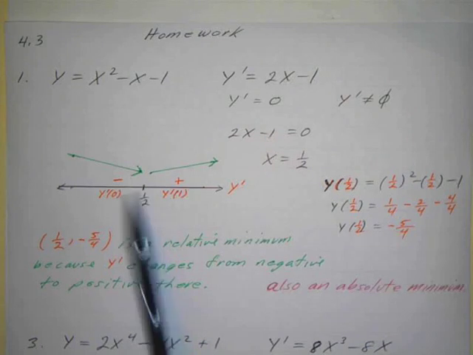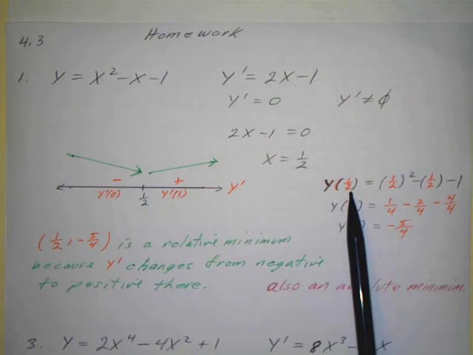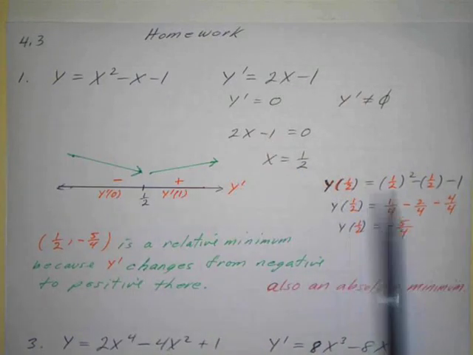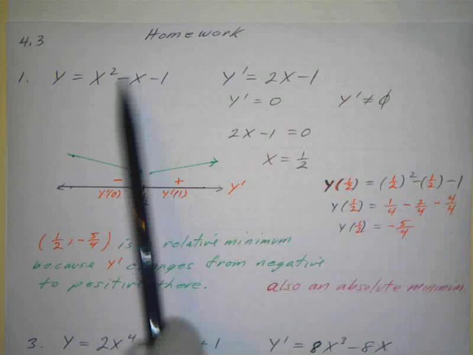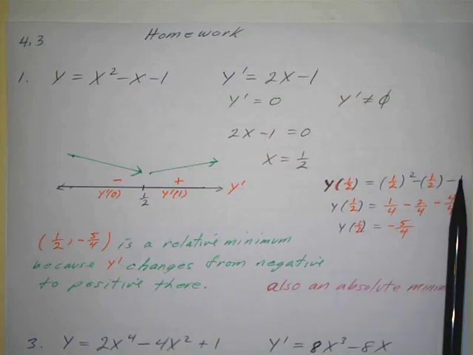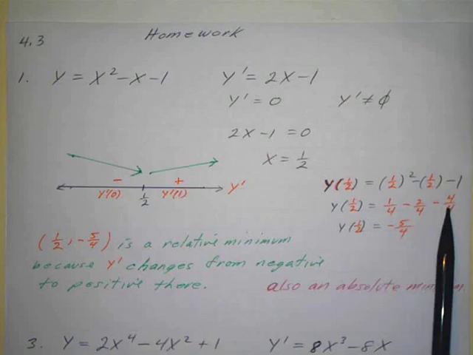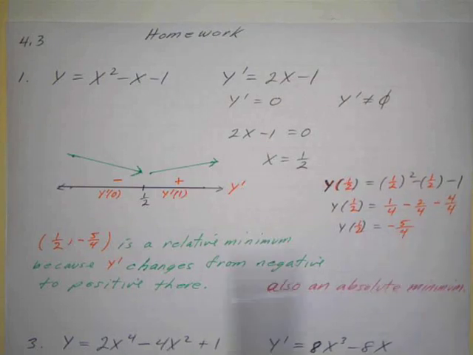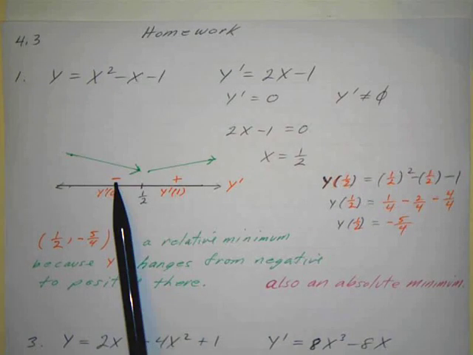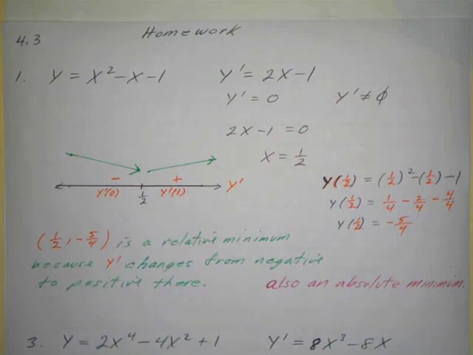I want to find the y value, so I have to put the critical point into the original function. So 1/2 squared minus 1/2 minus 1: 1/4, 1/2 is 2/4, 1 is 4/4. So negative 6/4 plus 1/4 is negative 5/4. So that's my y coordinate at the critical point. So I have (1/2, negative 5/4) is a relative minimum because y prime changes from negative to positive there.